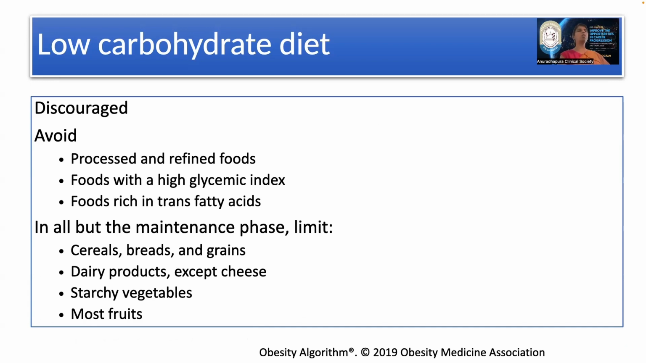Again, not only for a low carb diet, but also for a low fat diet, we should avoid processed and refined foods, foods with high glycemic index, and foods with trans fatty acids. So foods with high glycemic index means any food which has simple carb. Again, from raw rice, raw rice means kakulu. Then palm, bunnies, everything has high glycemic index. Then from fruits, banana, mango, all these fruits have high glycemic index.